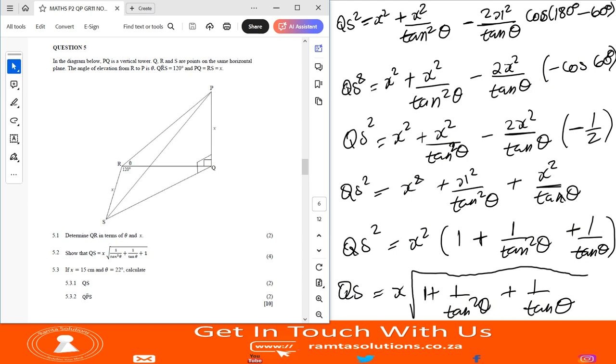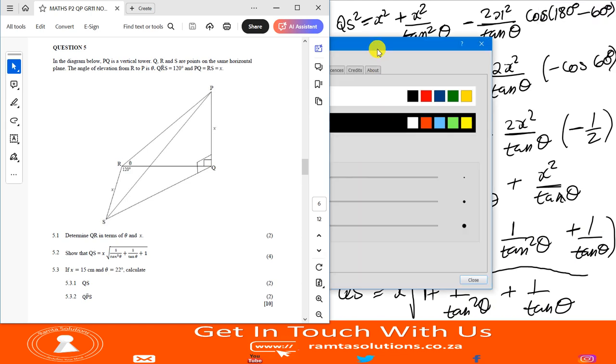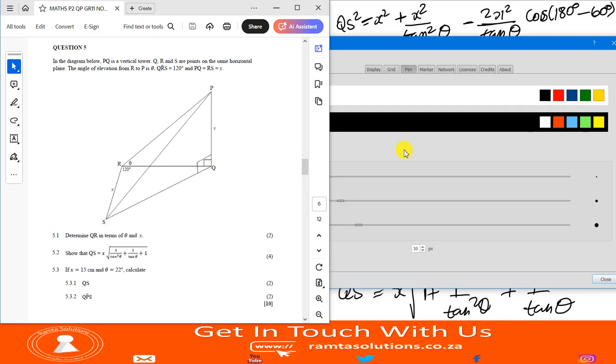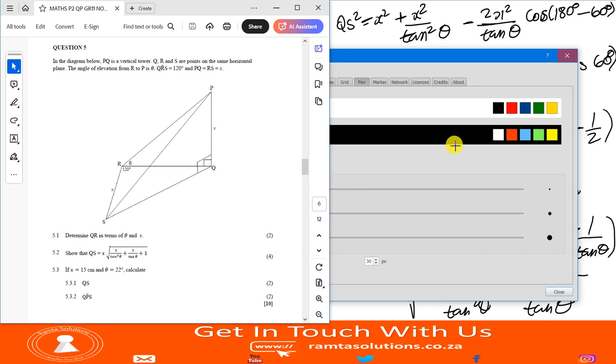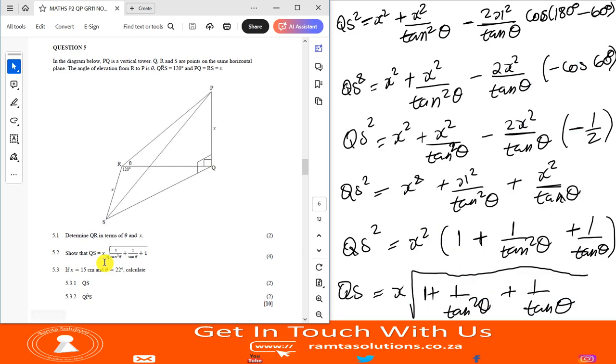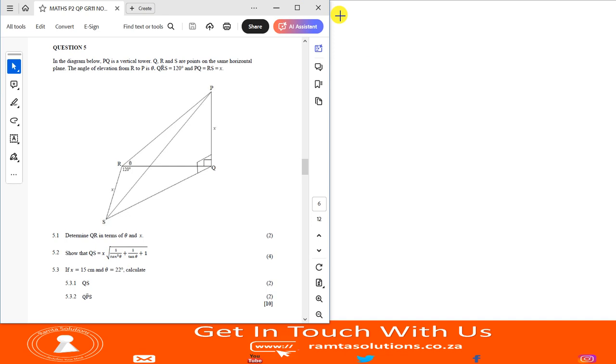Oh boy, I have to change the writing. It's not visible enough, so let me do this. Okay, so here it is. We have proved this, right? We have proved that QS is equal to this. Now 5.3, much better.